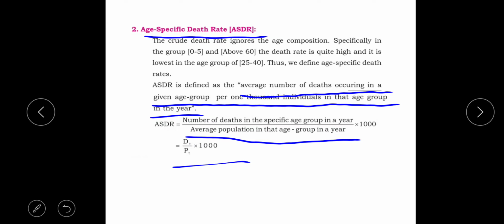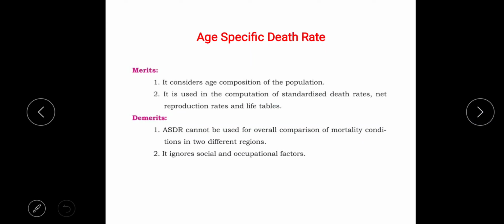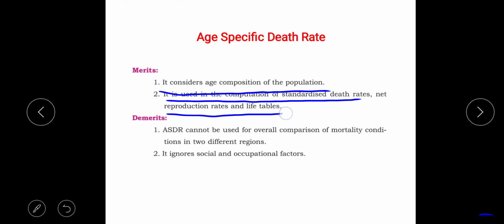Okay, and the merits and demerits for this ASDR: it considers the age composition of a population. So to a certain extent it considers the age composition. So we can separately study in which age group how many deaths are occurring, and in which age group fewer deaths are occurring, so where we have to concentrate more, who are dying more. So all that we can study here. And next, it is used in the computation of standardized death rate, net reproduction rate, and life table.